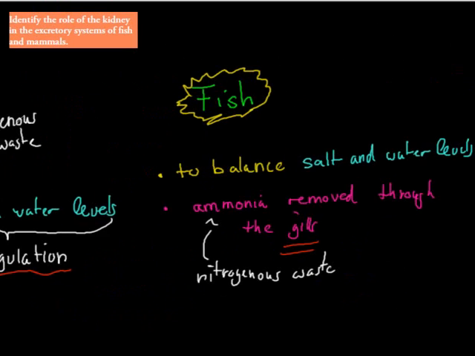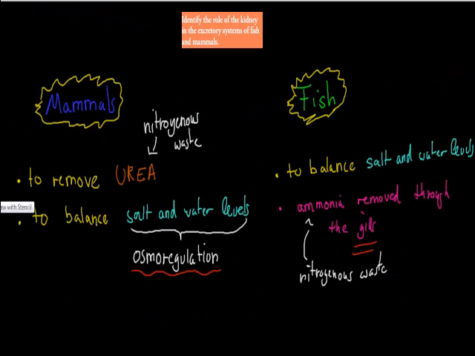Now we have the role of the excretory system. Remember mammals, it was two things, both to remove nitrogenous waste, and that was in the form of urea, but also to balance salt and water levels. So those two, and balancing salt and the water levels is what we call osmoregulation. So that was a word for it.